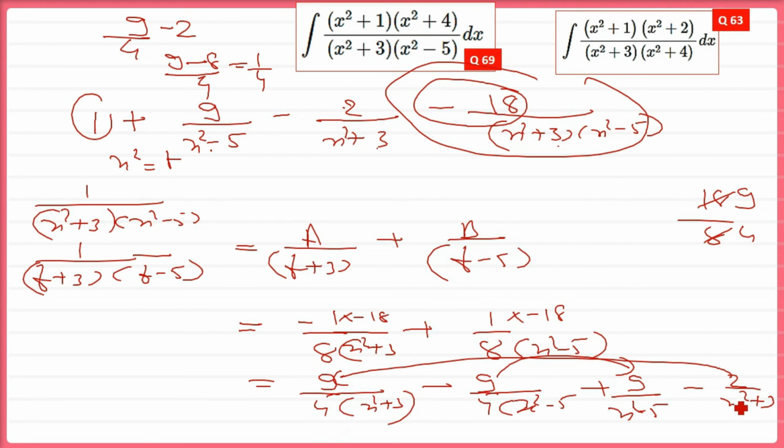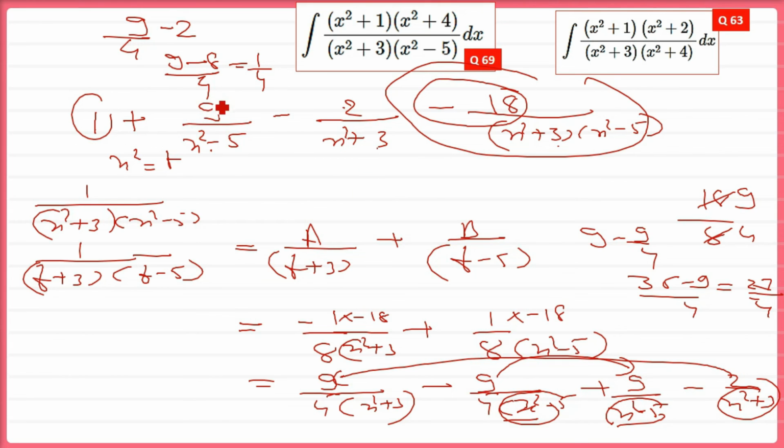Okay, understood? Now coming to this second term, x square minus 5 and x square minus 5. So this will be 9 minus 9 by 4. So this will be 9 times 4 is 36, 36 minus 9 by 4. This will give you 27 by 4. So x square minus 5 will have 27 by 4. This x square plus 3 will have 1 by 4. So only one term will come for x square minus 5, and one term will come for x square plus 3 as the denominator.